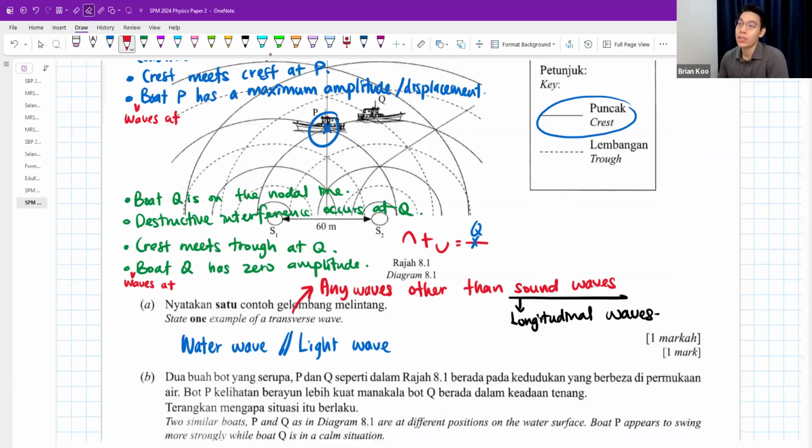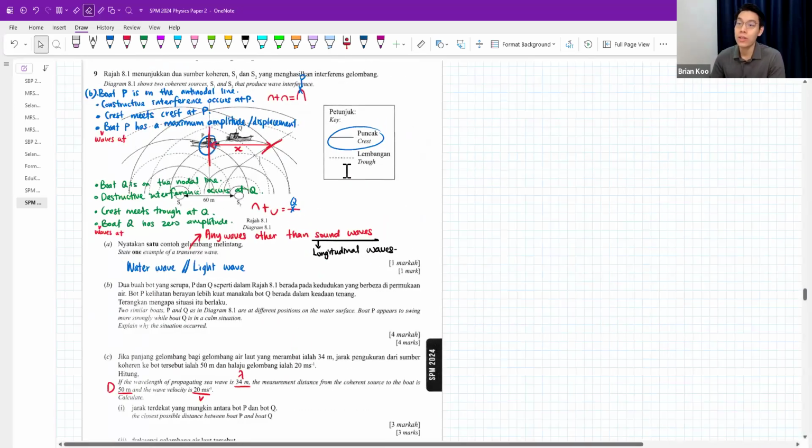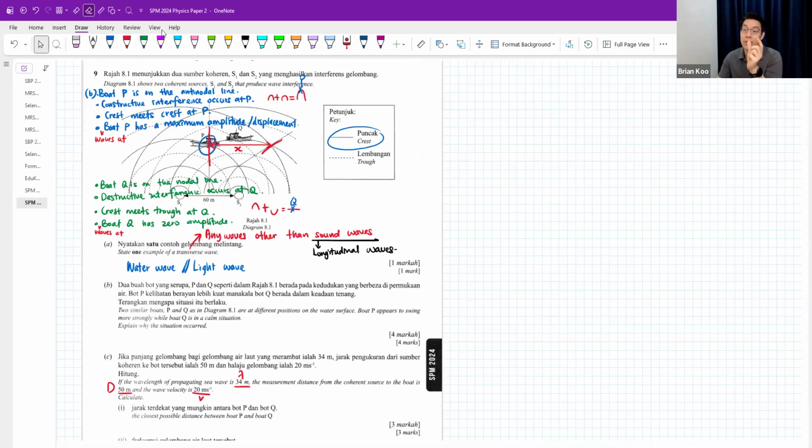So that is your coherent source, and usually this is what you call the distance X, right? Q is somewhere in the middle. X is from the antinode to the antinode. So in this question, you want to first find out the X value. Then only you can find the closest possible distance between P and Q. Also be really careful, because in the question they did give you a 60-meter distance between the two sources. That is actually A.